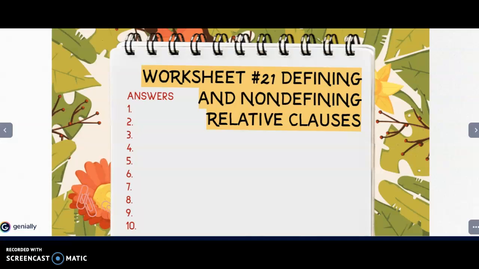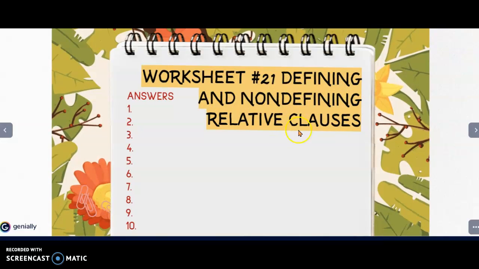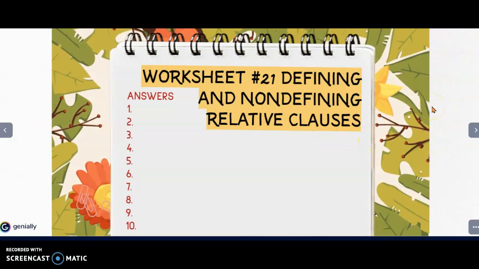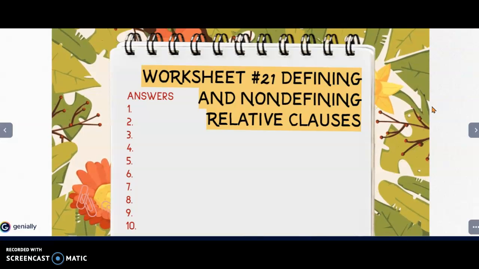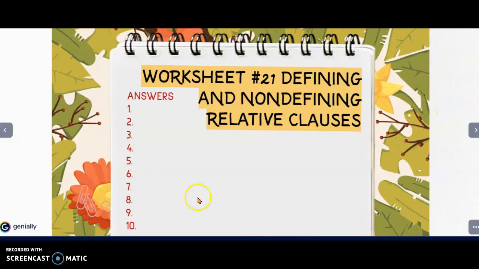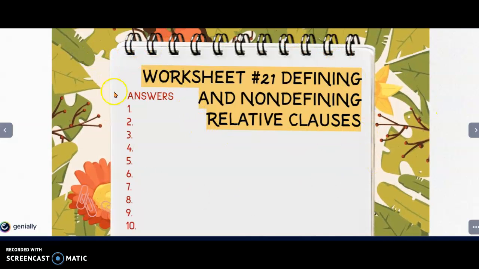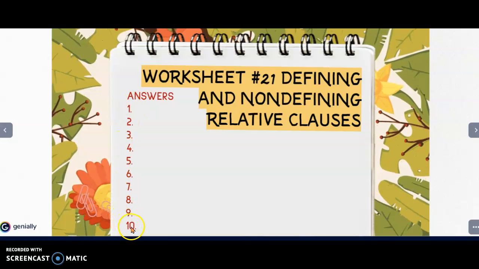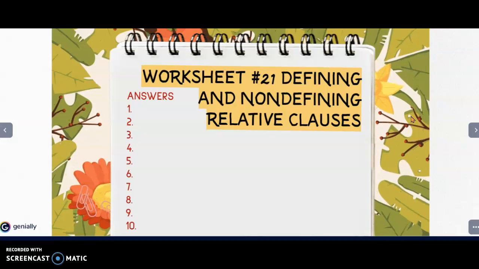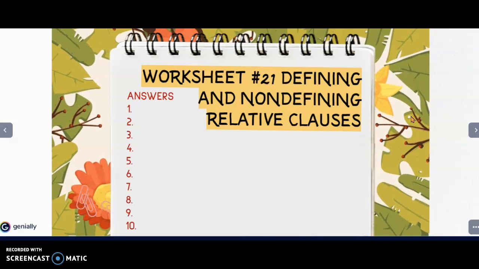Today we're going to practice a little bit more of defining and non-defining relative clauses. I know we have already worked on this in class, but it's a super important grammar topic. So let's review a little bit more of this. Take out your notebook and please copy the title for today and the word answers. Also numbers 1 to 10. We are going to work together on a review and exercise about this topic.